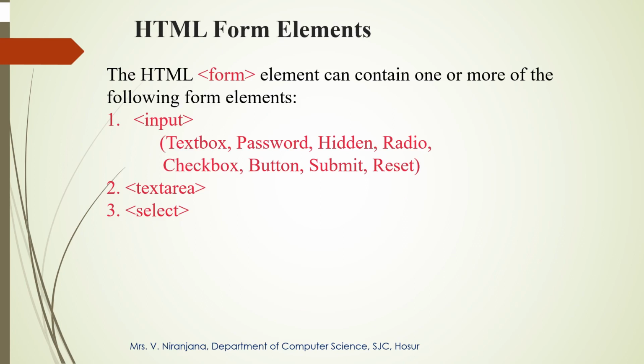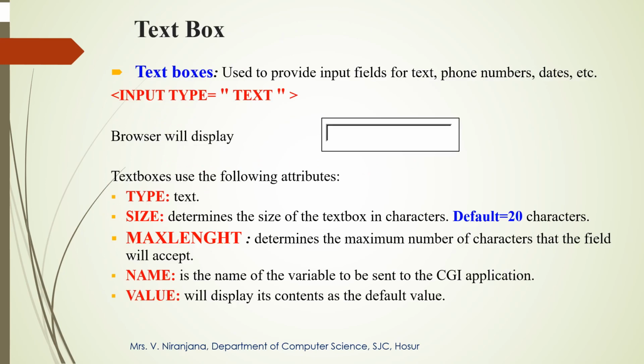Now we can see the different form elements. The first form element we are going to see is the text box, and then the password, hidden, radio button, checkbox, button, submit, reset, text area, and select. These are the different form elements contained in HTML. The first one is the text box. The text box is used to enter fields like text, number, date, or any data. When you type input type is equal to text, this tag will be used to display a text box. You can see here how the text box will be displayed in your HTML window.